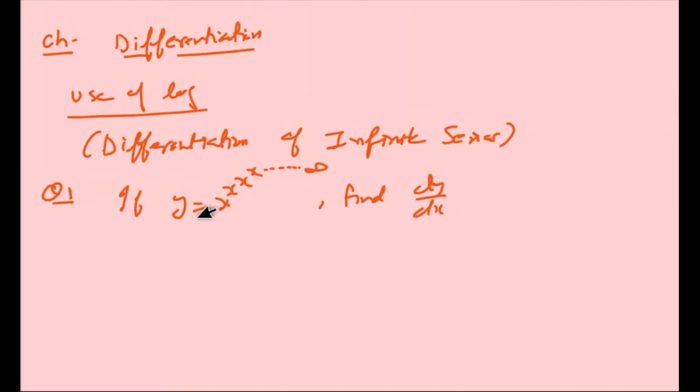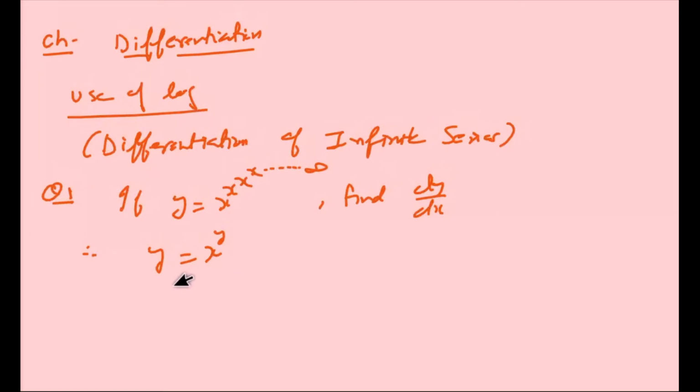Now you can see, if we reduce one x, we can write here y from here, y equal to x to the power x to the power x. There are infinite x, so if we reduce one x, no problem. So your question is also from here, that is y. So we can write y equal to x to the power y. Now you can see here variable to the power variable.